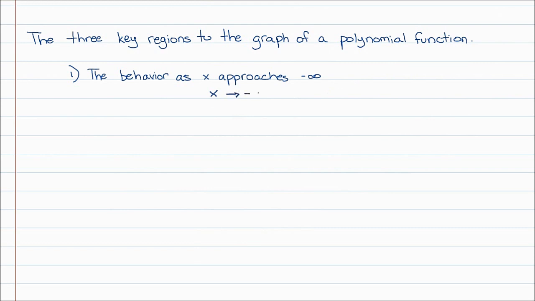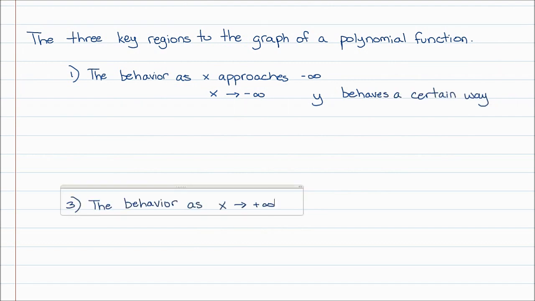As x approaches negative infinity. That's x, a right arrow pointing towards negative infinity. So as x approaches negative infinity, there's some behavior that happens. So we'll say y behaves a certain way. Then we have the behavior as x approaches positive infinity.